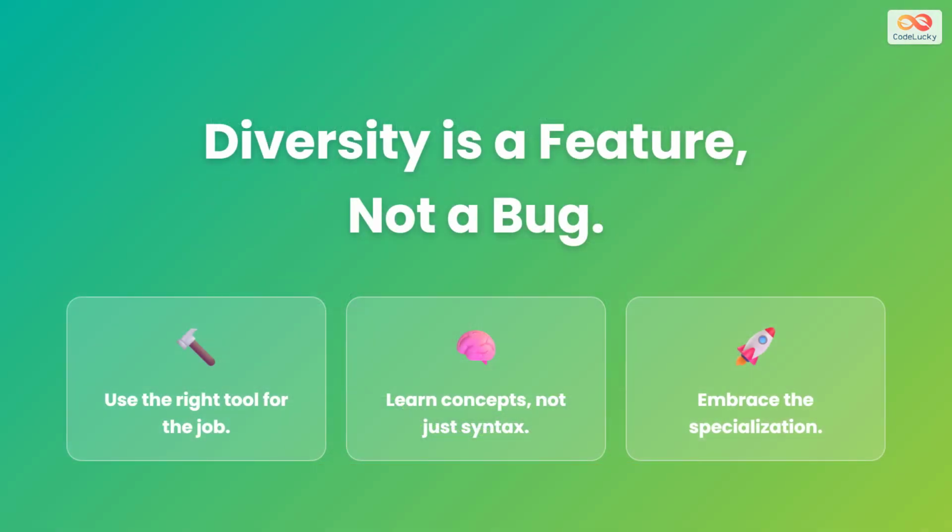So, we can't use just one language because the world of computing is too vast for one tool. We need specialized tools for specialized jobs. Diversity in programming languages isn't a problem to be fixed. It is a feature that allows us to build everything from tiny smartwatches to massive supercomputers.